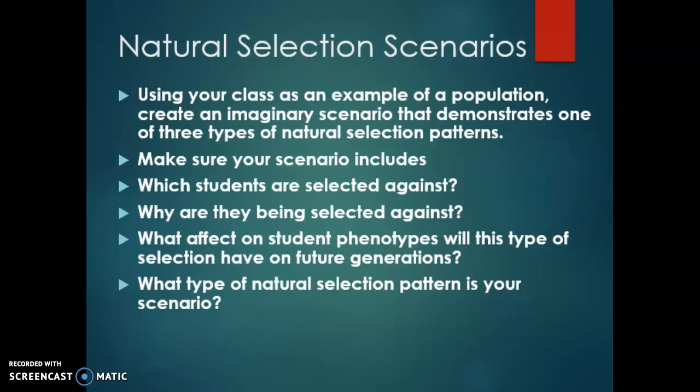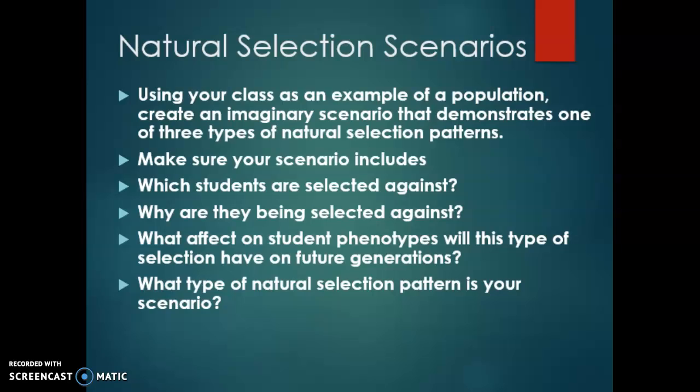Remember that these natural selection scenarios have to affect some students with certain polygenic traits, right? So your scenario could be about student height, or it could be about intelligence, hair color, eye color. All these things are polygenic traits. I would try to stay away from skin color because it's impossible to write a scenario about skin color without sounding racist. But there's lots of other options to choose when you're looking at polygenic traits.